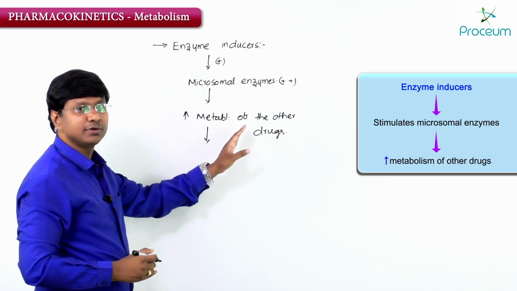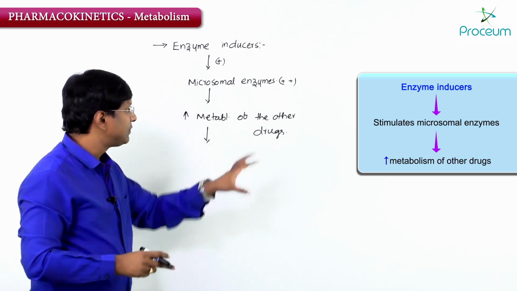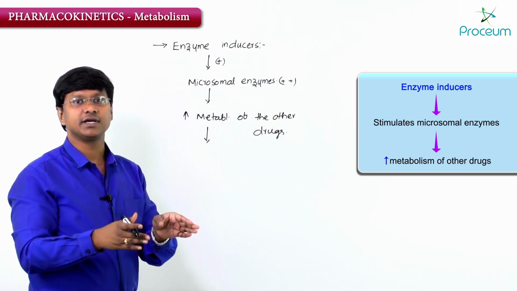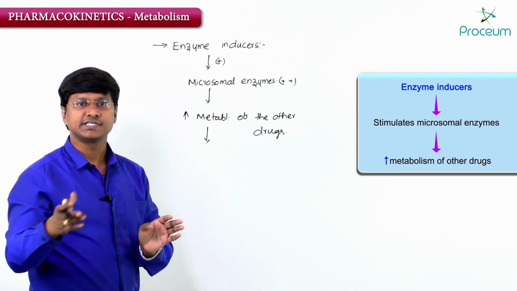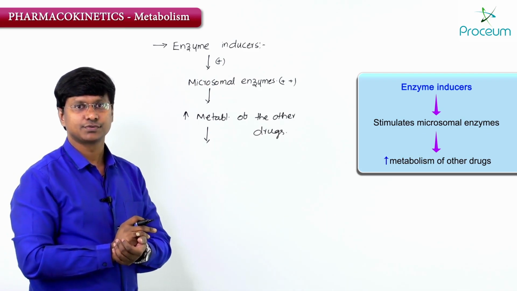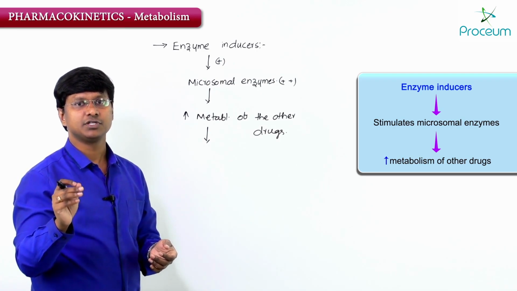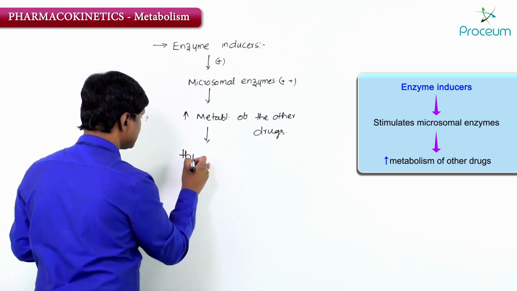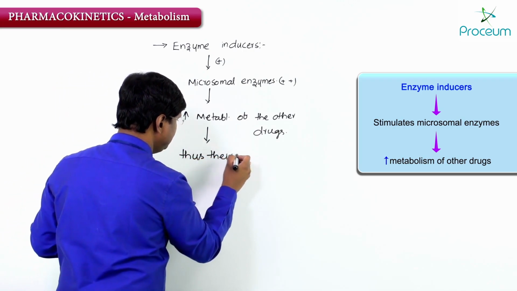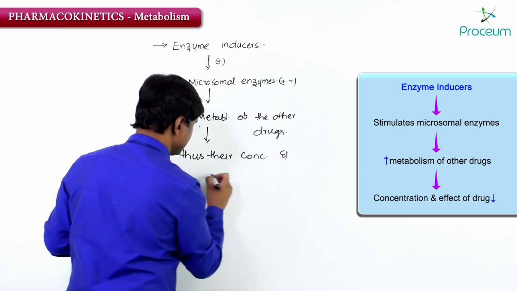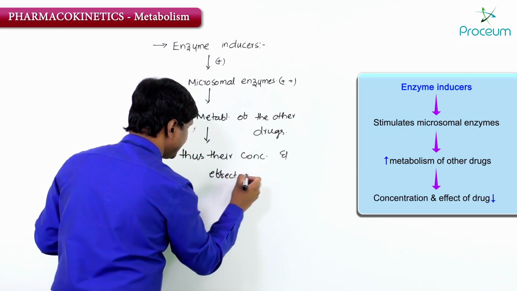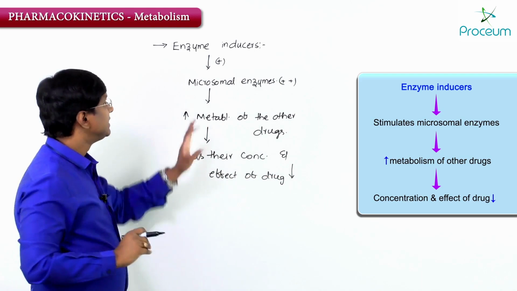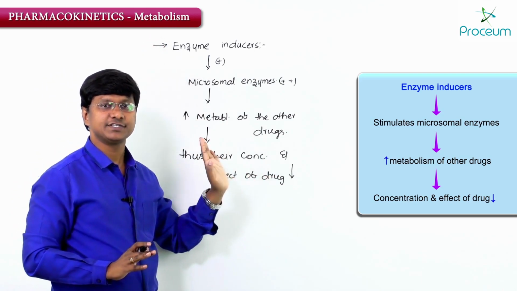Now, once the metabolism of the other drugs is increased, what will happen to the concentration of the drug? Thus, the concentration of the drug will be reduced, and as time progresses, the effect of the drug will also reduce. So enzyme inducers will increase the metabolism of the other drug, and thus their concentration as well as the effect of the drug will reduce. So what I want to tell you here is that enzyme inducers will decrease the efficacy of the drug.